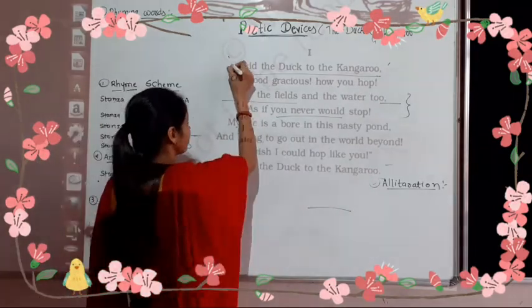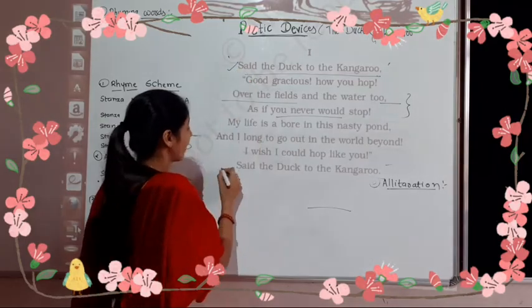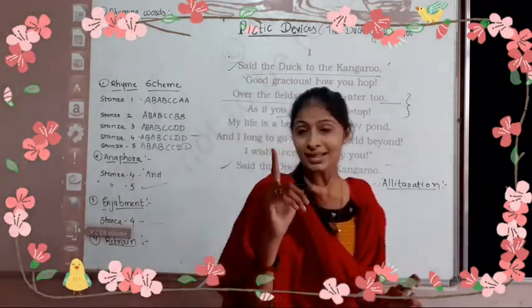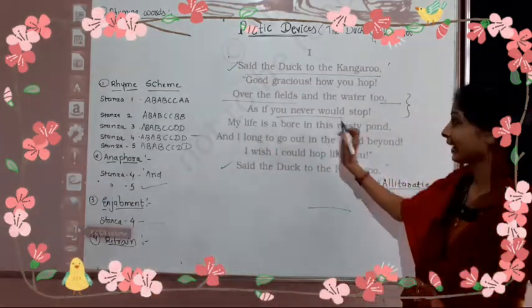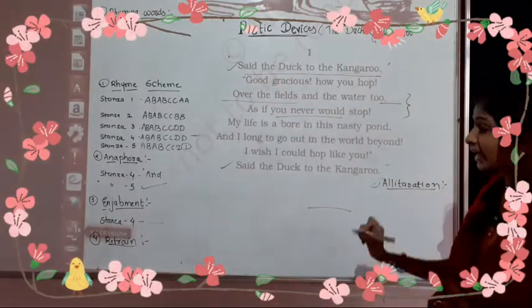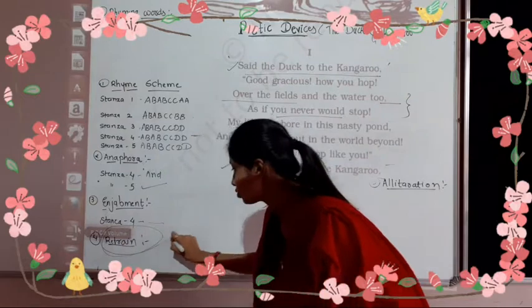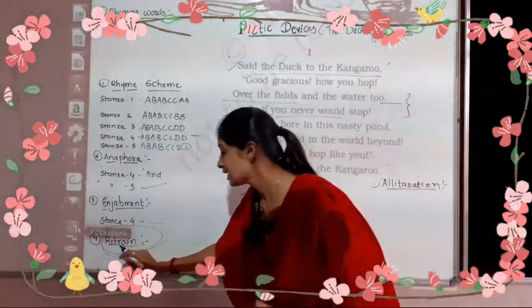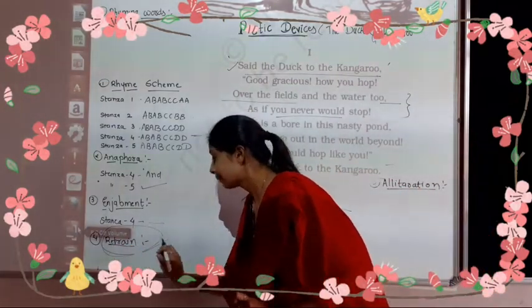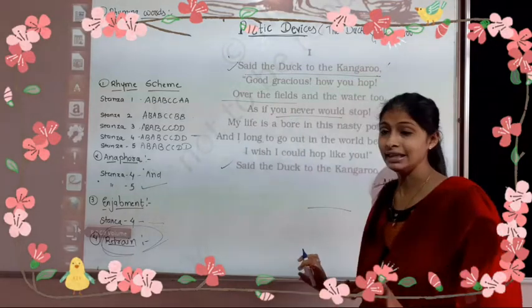In one particular stanza, we can say it started with this line and also ends with this line. So, "Say it up to the kangaroo." This becomes the example of refrain. So students, you have to write this: refrain means repetition of a whole line in a stanza.